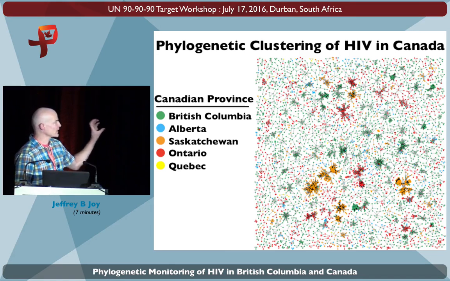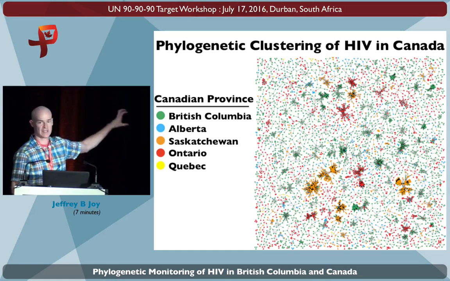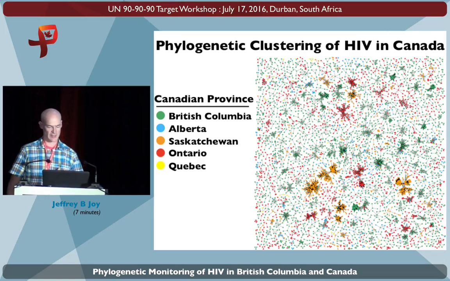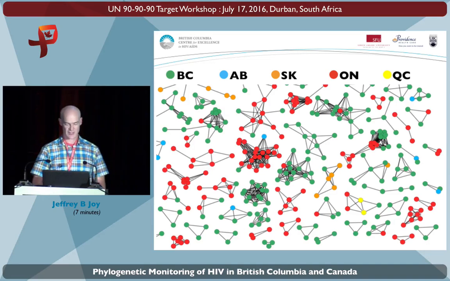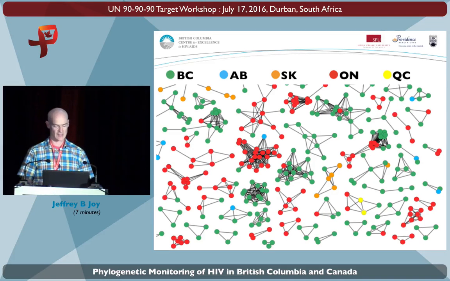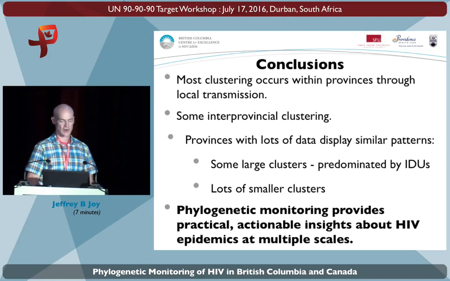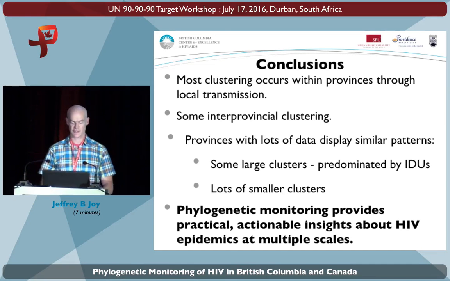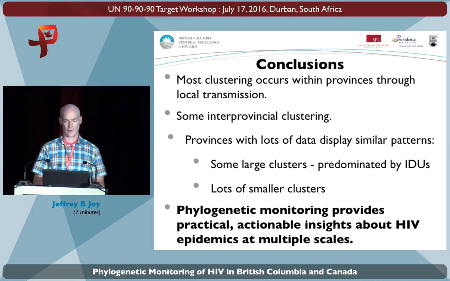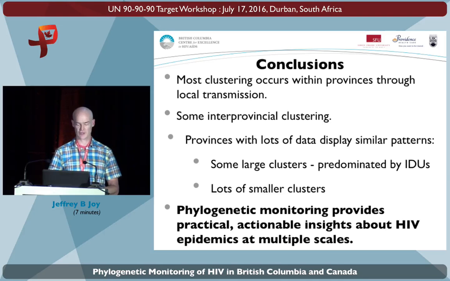And it's hard to really extract much from that big picture there, but you can see that the big, large clusters are predominantly the same color. At least that emerges immediately. If we look a little more closely, we can see that yes, most of the clusters are very province-specific, but there is a little bit of mixing between the provinces. So the conclusions are that most of the clustering occurs within provinces through local transmission, though there is some interprovincial clustering. Provinces with lots of data display these similar patterns where you have some large clusters that are predominantly IDU and lots of smaller clusters.